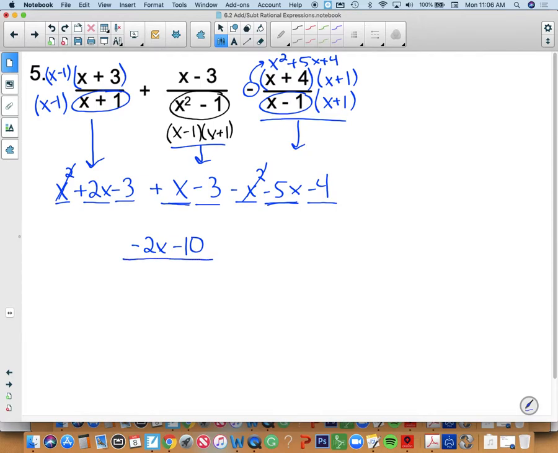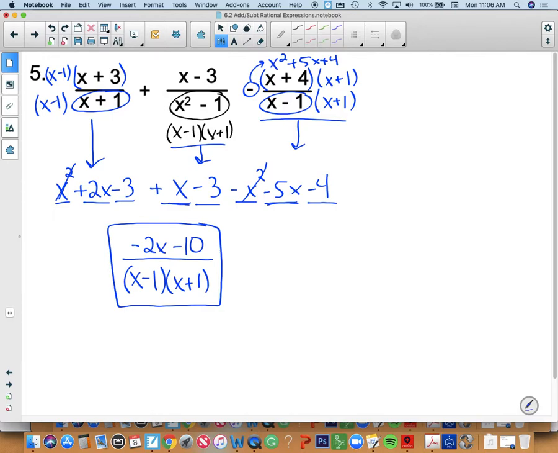Okay, so that's what the numerator simplifies down to. And then we just rewrite the denominator: x minus 1, x plus 1. So this one is another one that looks like it's not going to factor out very well. So we just leave that as the answer.